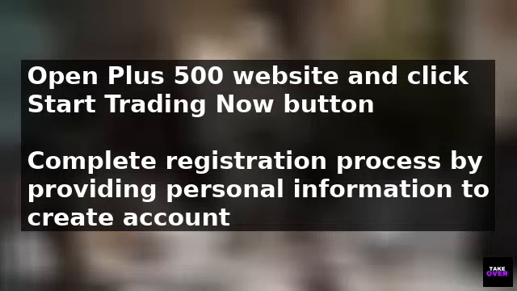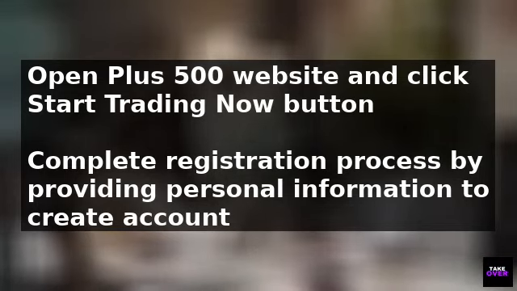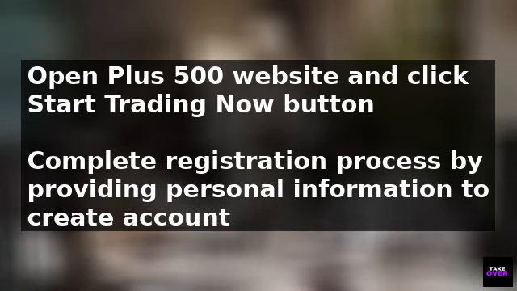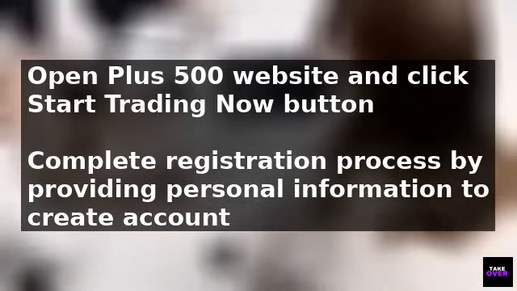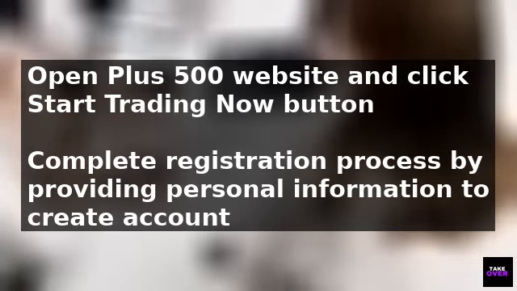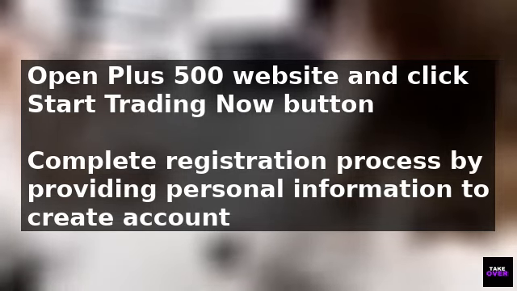To trade futures on Plus500, which is available to users in the United States through a dedicated platform, you first need to open the Plus500 website and click on the Start Trading Now button. After completing the registration process by providing the necessary personal information, you will have created your account.